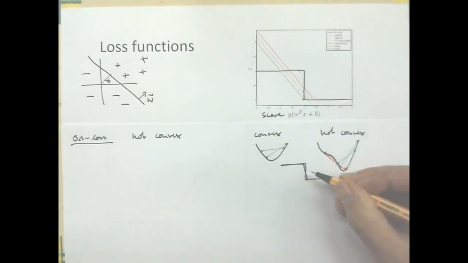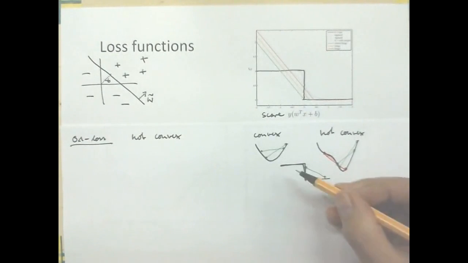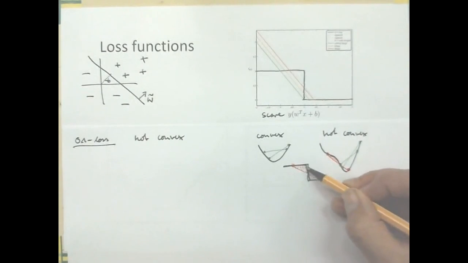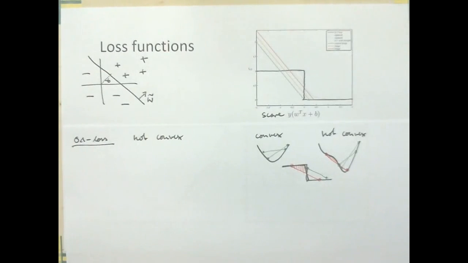So if I take this pair of points, it would be okay. But if I use that pair of points, I'm cutting the function here. So this is not a convex function. So in other words, using the 0-1 loss does not give us a unique minimum, and this is already something that we saw last week when we talked about the perceptron.